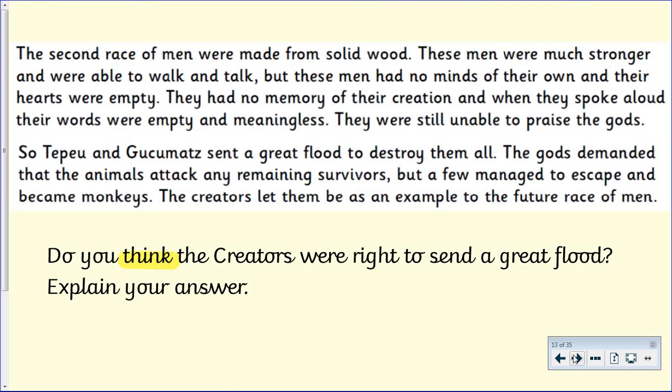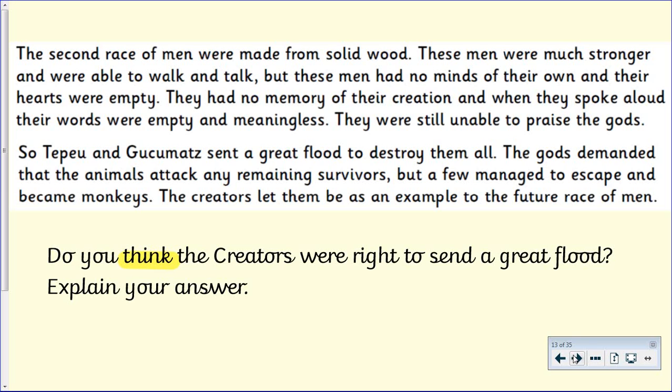Okay, we're going to have a look at this part of the text today where the creators, Tipu and Gukamat, sent the great flood. The second race of men were made from solid wood. These men were much stronger and were able to walk and talk, but these men had no minds of their own and their hearts were empty. They had no memory of their creation, and when they spoke aloud, their words were empty and meaningless. They were still unable to praise the gods.